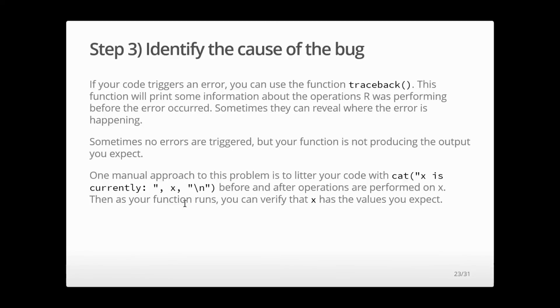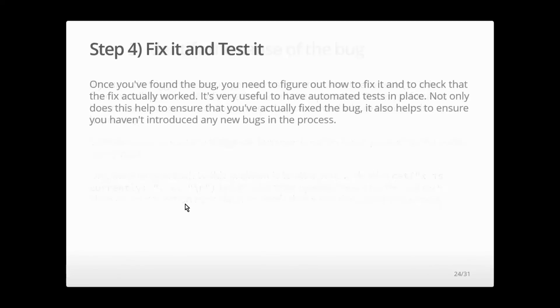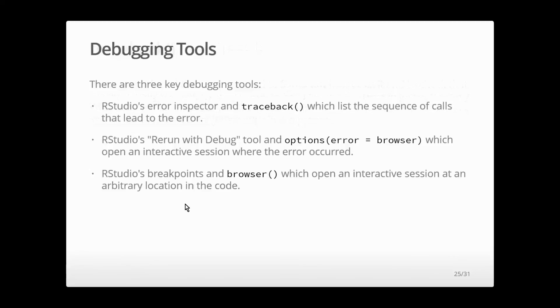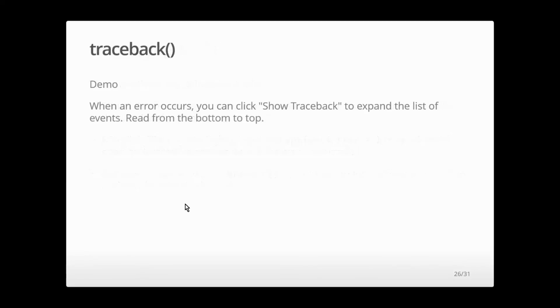Okay, so we have tools. We've got Traceback. We have the browser. These are ways to make sure the code is working, or you can identify the sources of error, and then you fix it and test it. Okay, so let's take a look at Traceback.